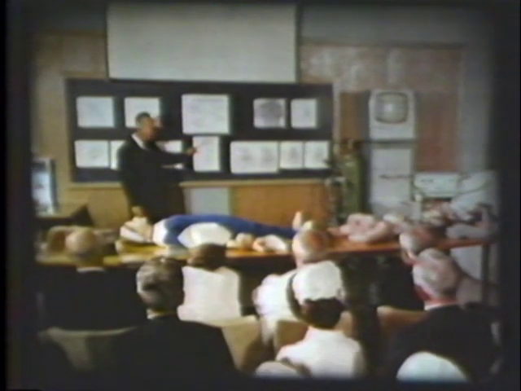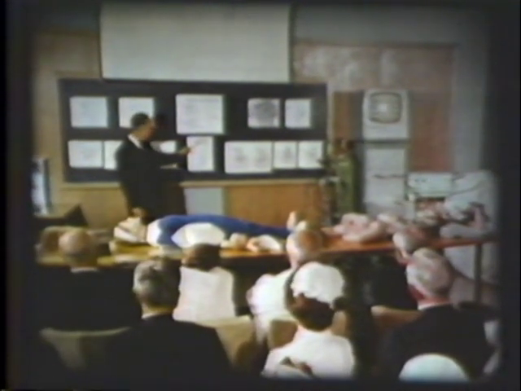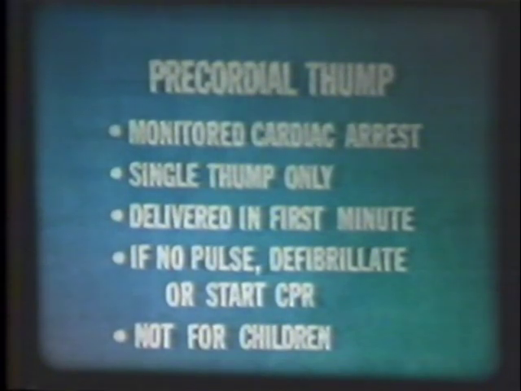In a resuscitation emergency, the sequence of steps depends on whether a patient is being monitored. In a monitored witnessed arrest, a precordial thump is used. It should be a single thump only, delivered within the first minute after the arrest, and the rescuer should defibrillate or start CPR immediately if the thump is not effective. The precordial thump is not recommended for use on children. A precordial thump is demonstrated here in slow motion. Place your fist on the mid-sternum, raise it 8 to 12 inches, and deliver a quick single blow.